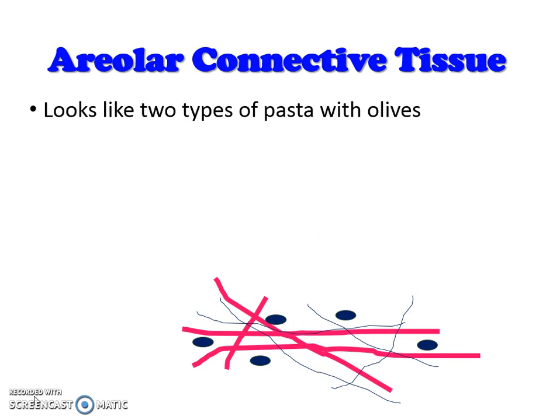She put them together, cooked them down, had them in the colander, and as she was walking over to the table to serve us dinner, she spilled them and they fell onto the floor, and these big thick spaghetti noodles were mixed in with the thin spaghetti noodles, and then there's some olives thrown in there. And that's what areolar connective tissue looks like to me. I hope you're not getting hungry as a result of this example.